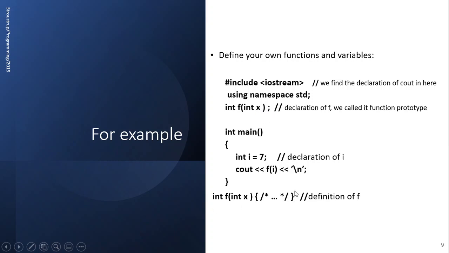Definition includes the body of the function. Declaration does not include the body. The body of the function specifies what the function does with the input to produce the output. And the declaration only instructs the compiler how this function f can be used.